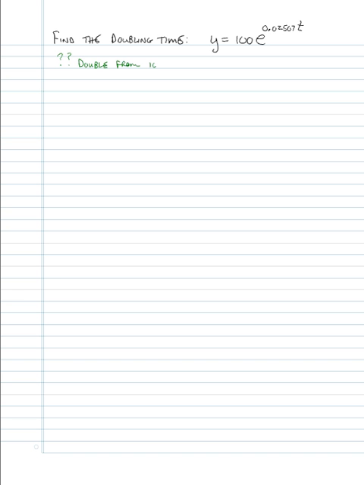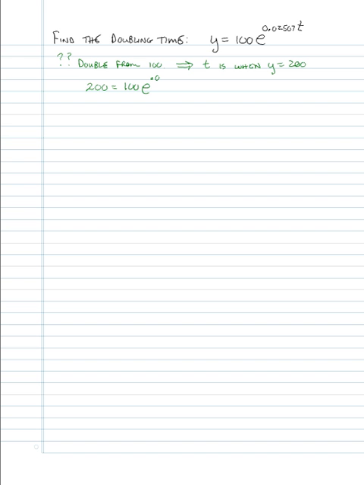Double from 100. Okay, so what we would do is that would imply the time we're looking for is when y is actually 200, isn't it? We want to know the time when the population is double, and of course that means y is 200. So we could put these pieces together: our y value is 200, it's the time that we don't know, and so we have our model, or our equation, if you will.